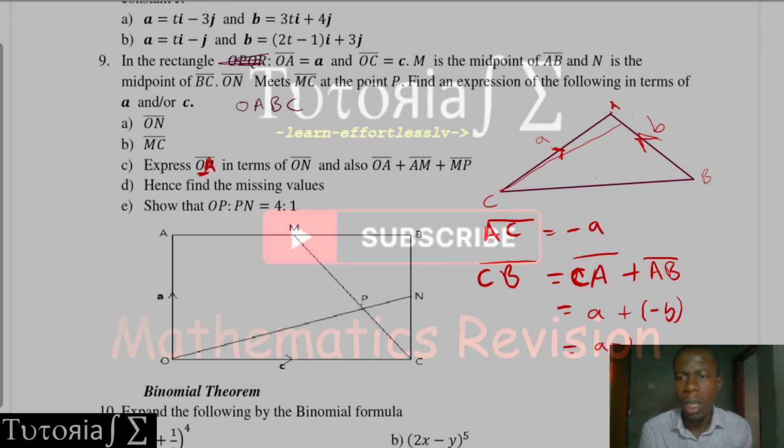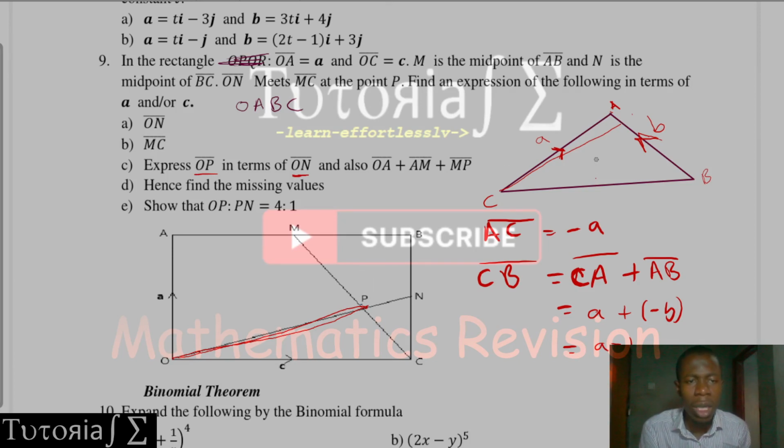Is it like that? Let me just, which one should be? The problem is the question had an error. So let me just, OP is here, from here to here. So express OP in terms of ON. So you find OP. How is OP going to be in terms of ON? Where is ON? Okay, so here, meaning you need to use the ratios that you've been given. So OP in ratios, what is it equal to?